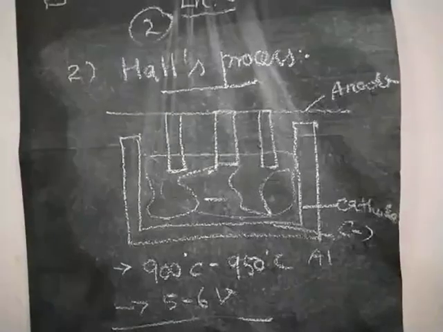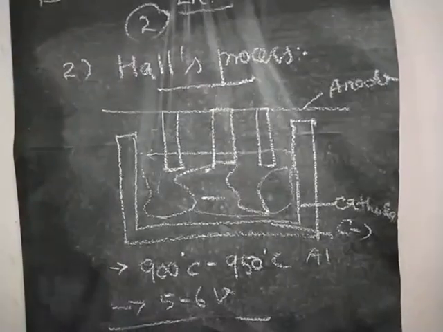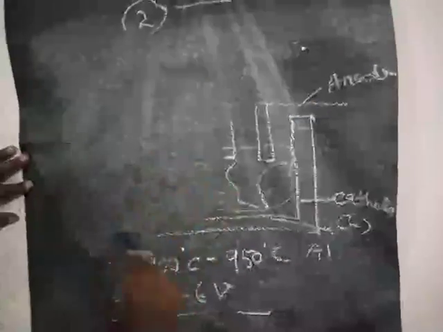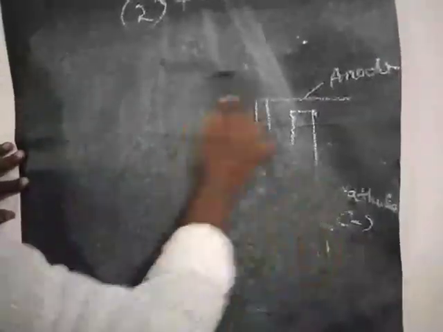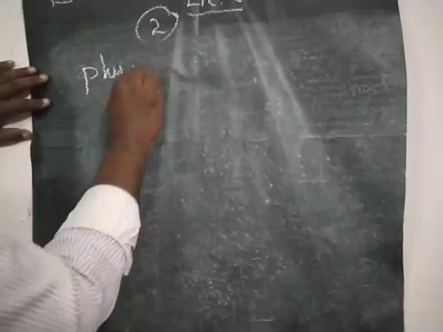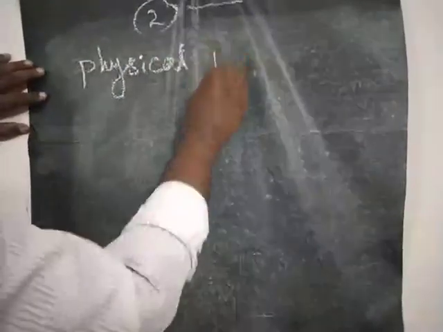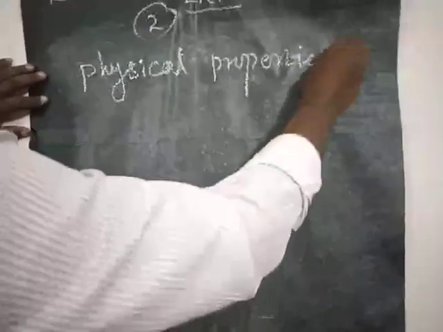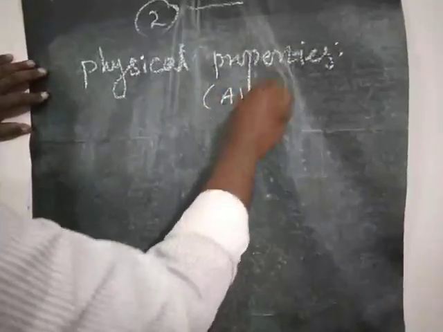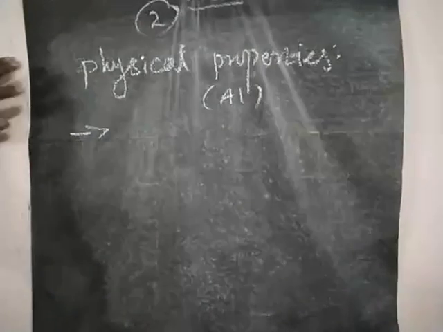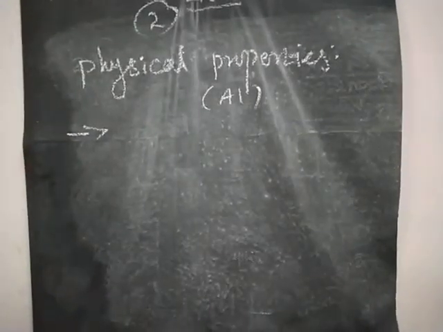So next, physical properties of aluminium. What is meant by physical properties? Already we know, last class we discussed the physical properties of metals. So, physical properties of aluminium. First point, it is a silvery white metal. What is the color? Silvery white.